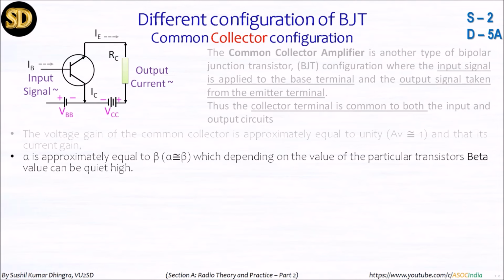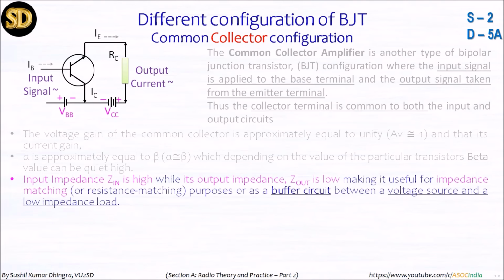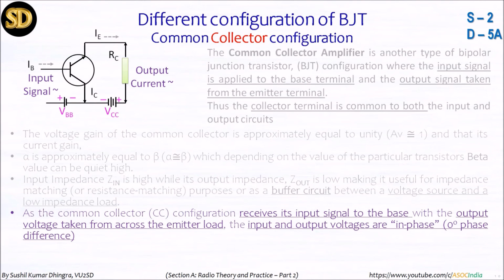This value is quite high. Input impedance Zin is high here, while its output impedance Zout is very low, making it useful for impedance matching or resistance matching purposes, and it also works as a buffer circuit between a voltage source and a low impedance load. As the common collector CC configuration receives its input signal at the base with the output voltage taken across the emitter load, the input and output voltages are in phase, at 0 degrees. That is the beauty of CC configuration.